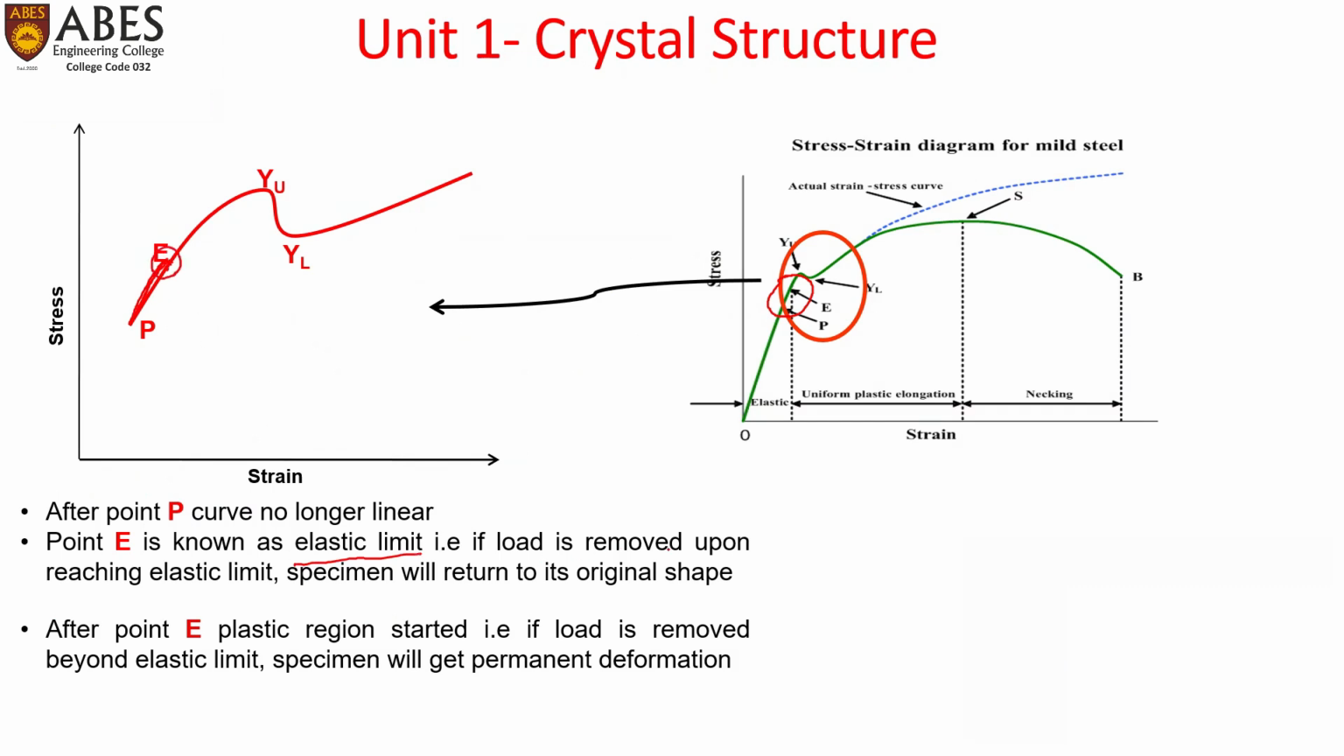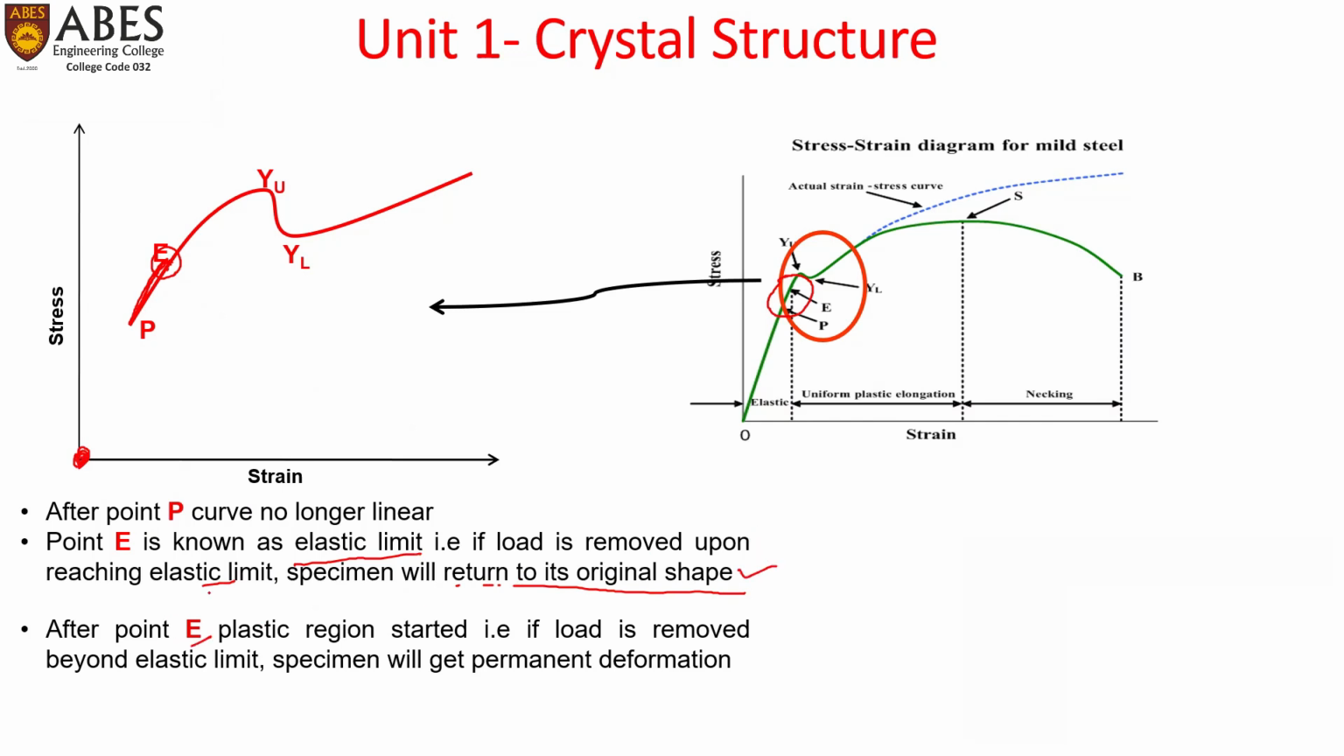If the load is removed upon reaching the elastic limit, the specimen will return to its original shape. So till point E, as we gradually increase the load, if we remove the load, the stress would become zero and the strain would become zero. The specimen will return to its original shape. No change of shape would be observed.